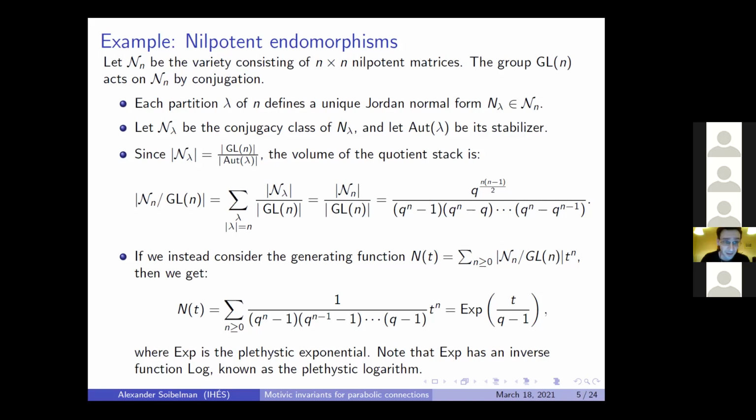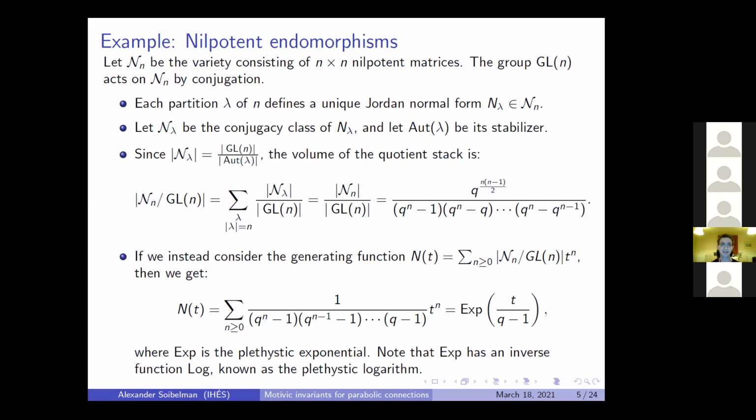Just to fix the notation, N_lambda is going to be my Jordan normal form, and script N_lambda is going to be the corresponding conjugacy class. The automorphism group of this Jordan normal form is again only dependent on lambda, and it's just going to be Aut lambda. So you can do this computation by summing up over all of the possible conjugacy classes, so all of the possible partitions of n.